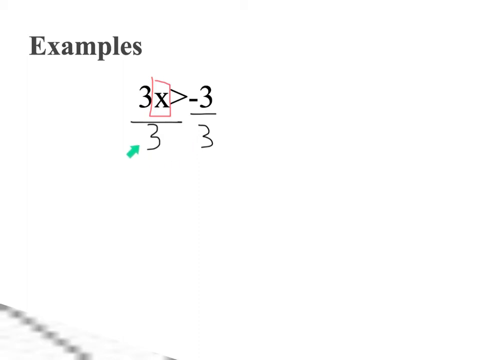When you divide or multiply by a positive number, it doesn't affect your sign. So our sign is going to stay the same. Those 3's cancel, so x, and our sign stays the same because we're dividing by a positive number. Negative 3 divided by positive 3 is negative 1. X is greater than negative 1 is our final answer. When you multiply and divide by a positive number, your sign stays the same.